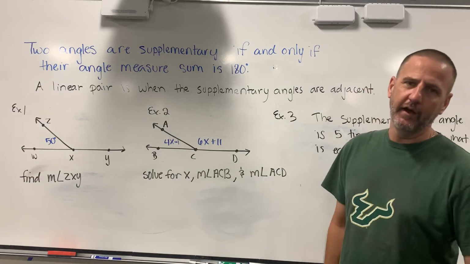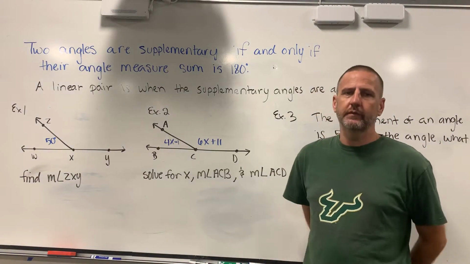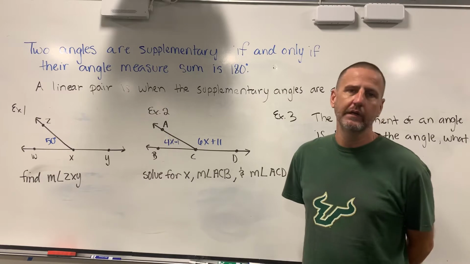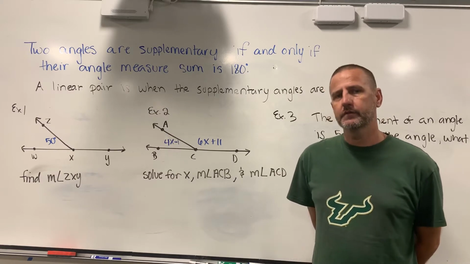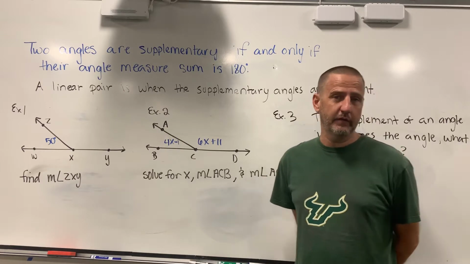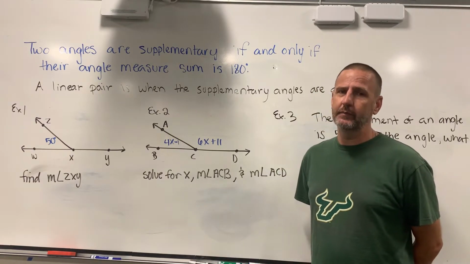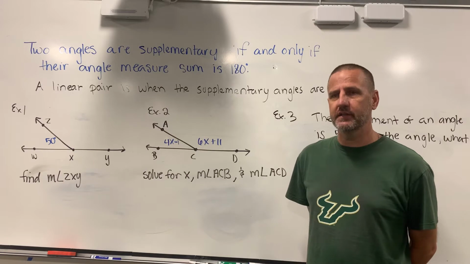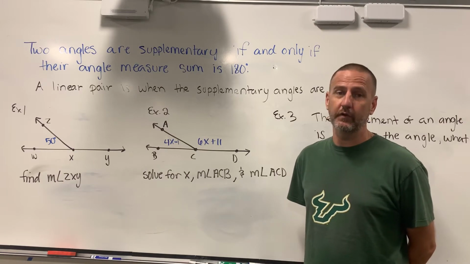Welcome back. It's Mr. Treewan, and we're looking at part 2 of these videos on special pairs of angles. So far we've covered complementary, which was two angles that added up to 90 degrees, but they weren't necessarily having to be next to each other, or what they call adjacent. It's just two angles that add up to 90 degrees we call complementary.